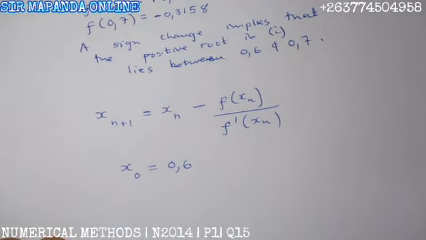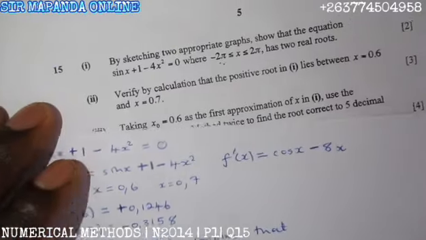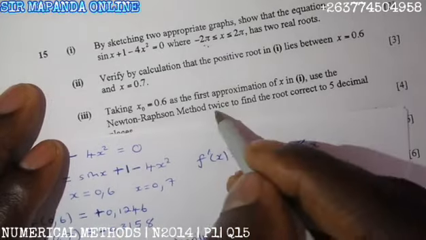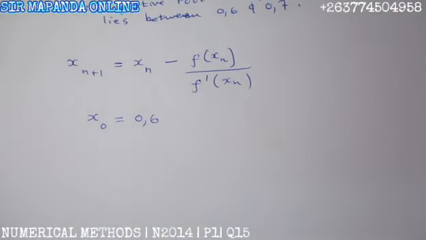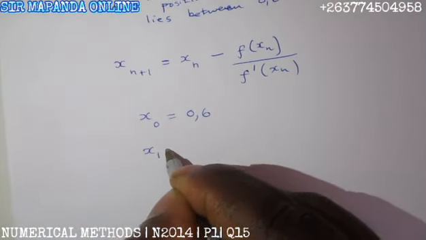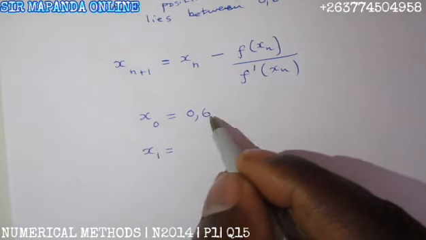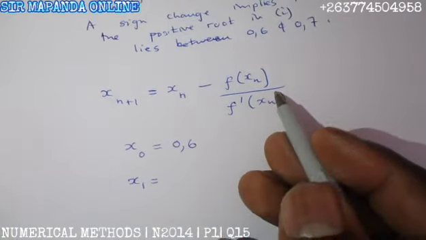So since we are given x0 is 0.6, we need to read the question to understand the number of times the examiner wants us to perform the Newton-Raphson. Use Newton-Raphson twice. So if it is twice, it means we need to find x1 and x2. So how do you find x1?